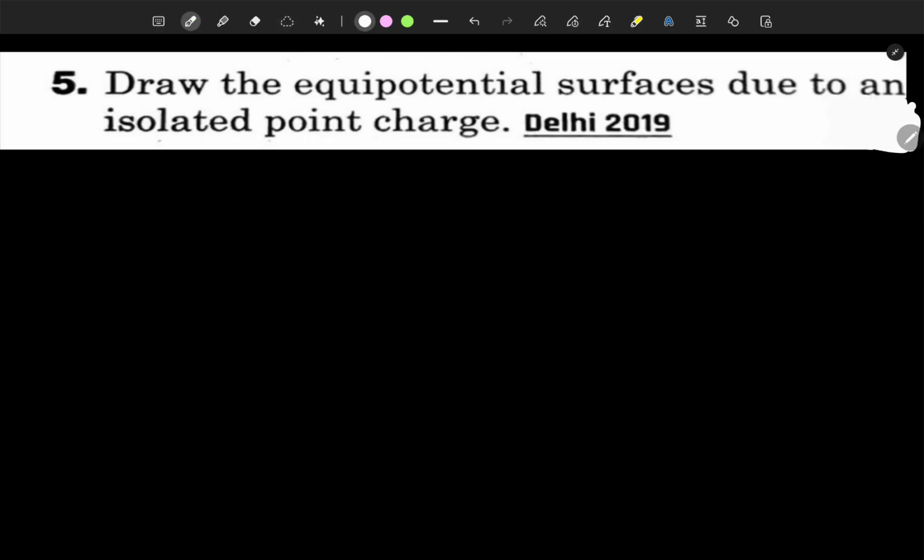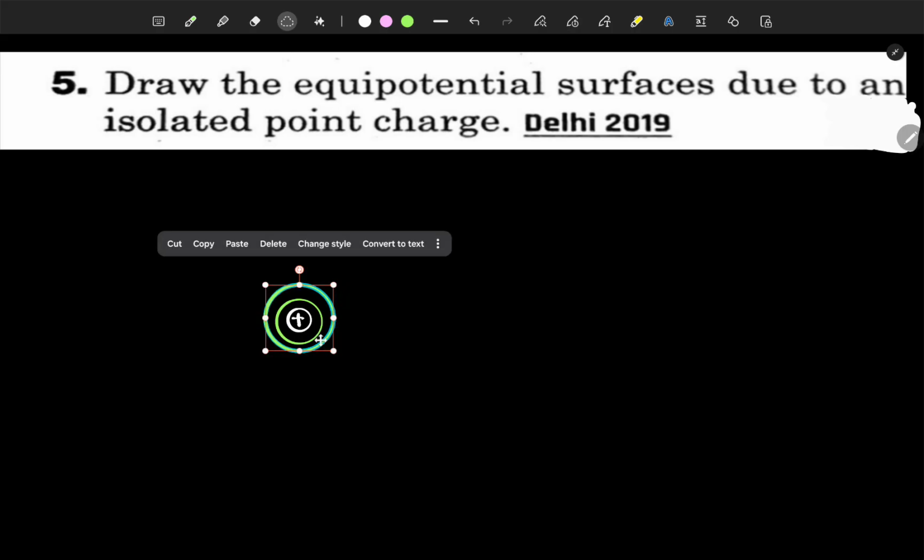So question number 5, draw the equipotential surface, EPS, due to an isolated point charge. Let us consider this is your isolated point charge, means a single charged particle. So what is the nature of the equipotential surface? That is spherical in nature, but you have to draw the diagram. So how to draw? Don't think that you have to draw only the sphere. See what I am going to draw, see it properly.